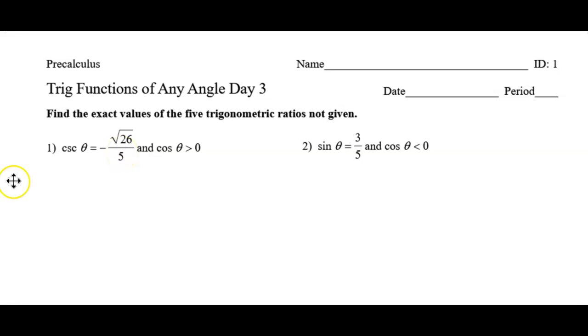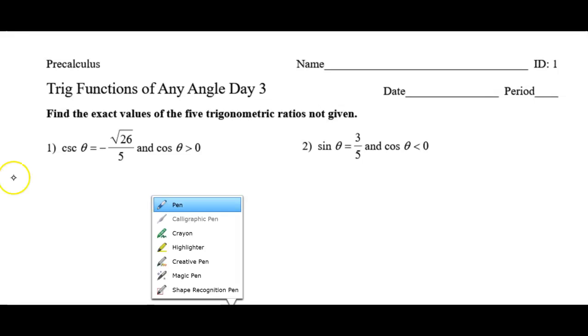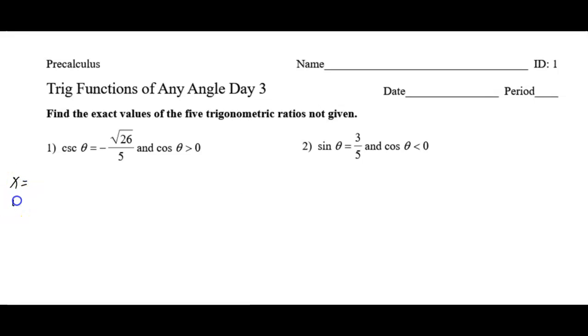So what I like to do is make a little list of all my numbers. So x equals, y equals, and r equals. And then I fill in what I know based off of the ratio that they give us. So cosecant, if you think back to how that's defined, cosecant is defined as r over y. And hopefully you wrote those down the other day. So you can fill in most of this list.